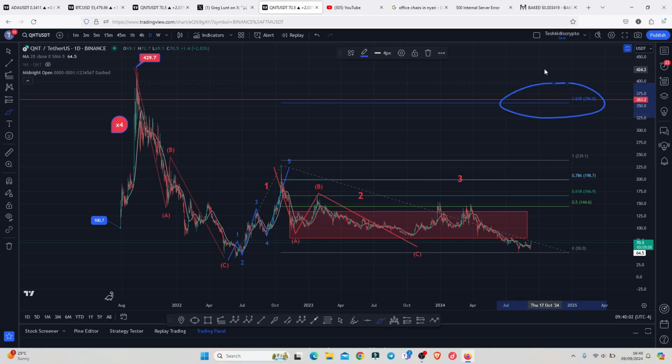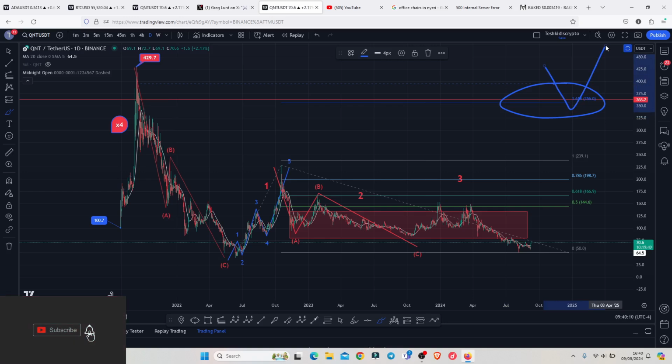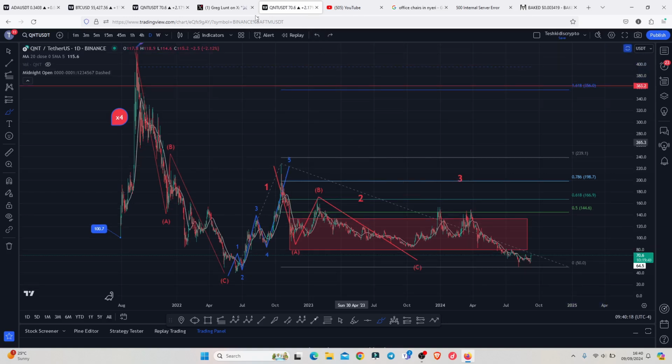Then from there we can expect a bit of a short-term pullback in a wave count 4, and then continue gearing up even higher in a move that should give us a break above all-time highs and possibly give us more than a 10x to the upside. So that is my long-term price prediction analysis.